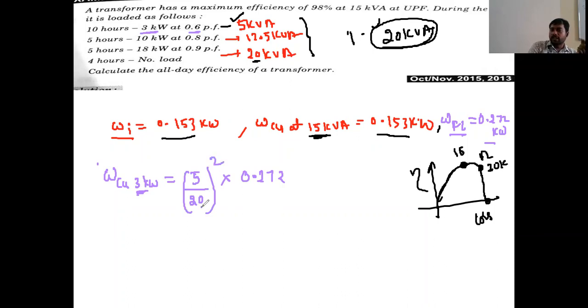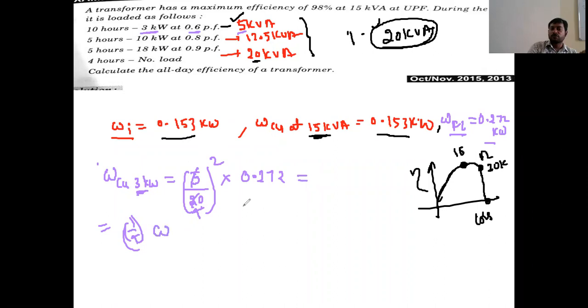So at 20 kVA the total copper losses are 0.272, but we need to find the copper losses at a fraction of full load. The fraction of full load is 5 by 20, which is 1 by 4th times the full load. That's why we need to take the fraction: 1 by 4th of the full load copper loss, which we will work out.